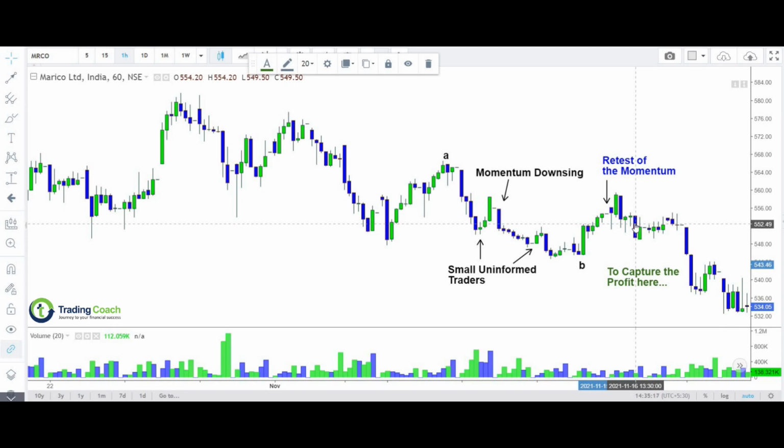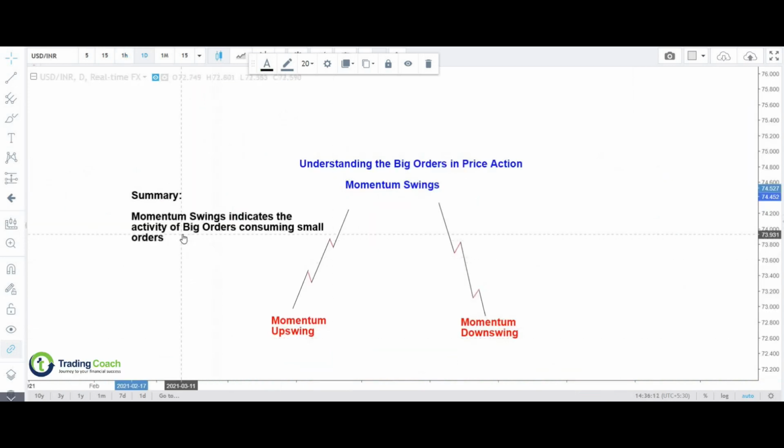Alright, so now we have understood the basics of momentum upswing and momentum downswing. Let us recap a little bit and summarize what we have learned so far. First of all, momentum swings usually indicate the activity of big orders consuming small orders. In other words, the big order flow of big players usually takes advantage of small traders who try to get into the market, who try to trade against the momentum.